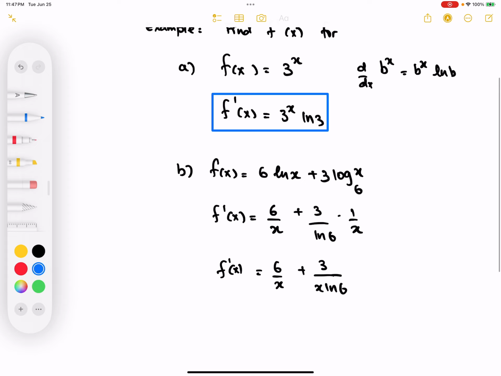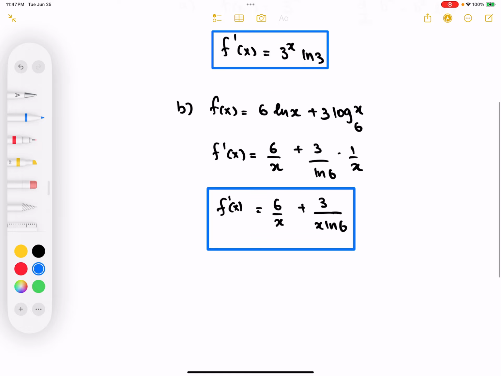Remember, multiplication is commutative, so shifting or moving x and ln of 6 is the same. So let's add more examples.